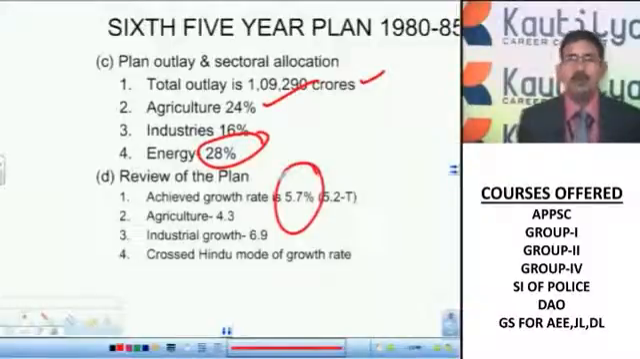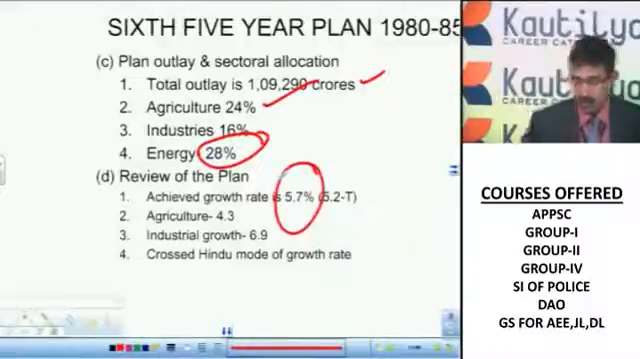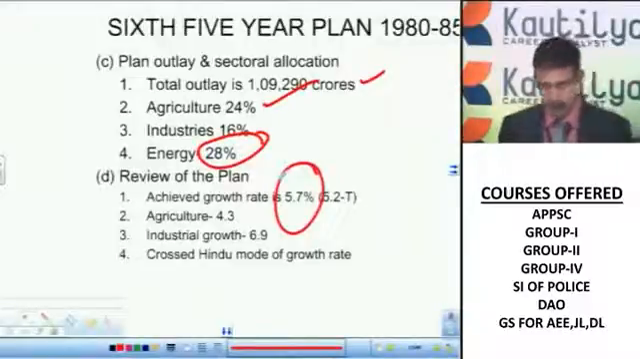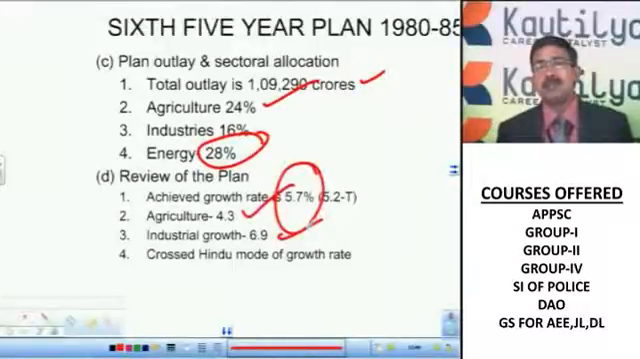So the third and fourth 5-year plans did not succeed, but the fifth and the sixth 5-year plans have compensated the growth, and for any plan to succeed, one needs to be supported by good growth rates.